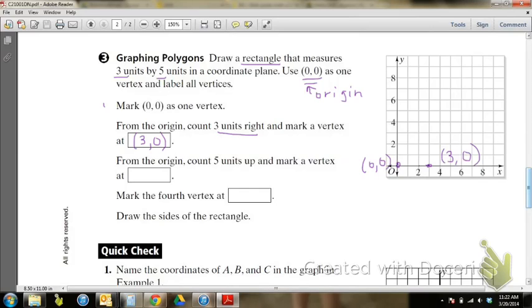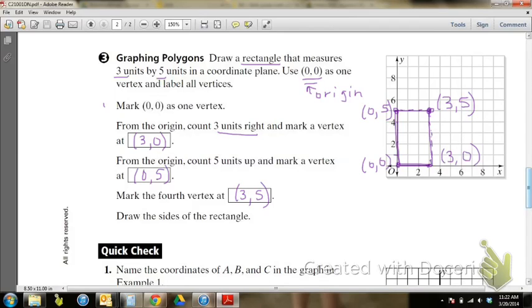Now, from the origin, count 5 units up. 1, 2, 3, 4, 5. Label that. I went 0 right or left, and I went up 5, so the coordinates there are 0, 5. Now, I'm trying to make a rectangle, so if I did this side up and down, this side straight across, where would my last point have to be? Well, I can kind of imagine if I went across here and down here, you can see that we're making a little rectangle, so the 4th point would have to be right here. I'd have to go 3 to the right and 5 up. And so now I can draw the sides in. Label all your corners and draw your rectangle.